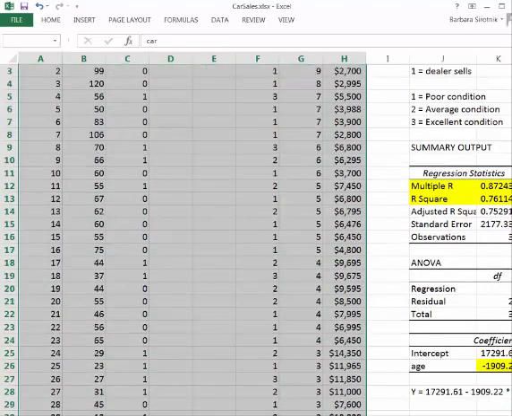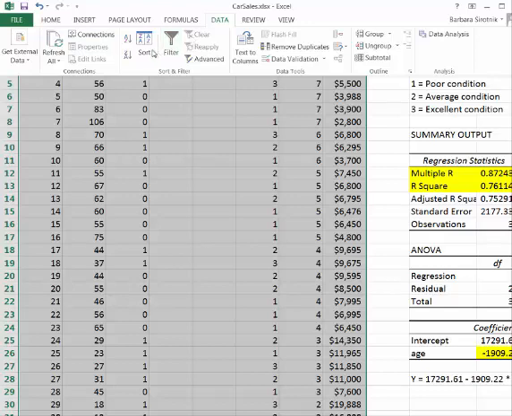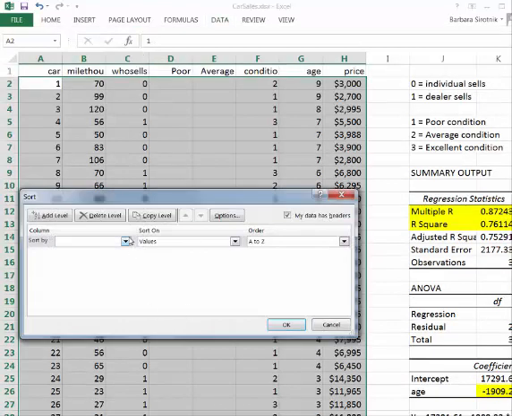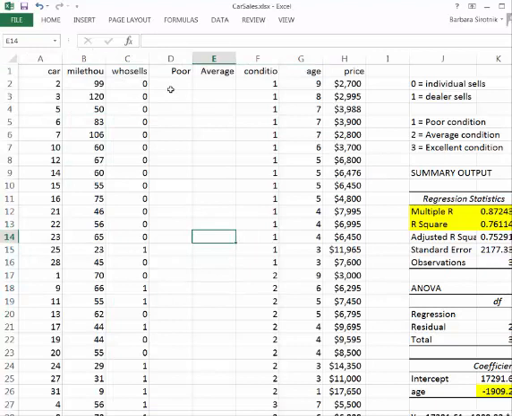So I'm going to highlight my data. I'm going to do a data sort, and I'm going to sort by condition from smallest to largest. So now my life's going to be a little bit easier. This first case, car number 2, I said that was a condition 1, which is poor. I'm going to put in a 1 for poor, meaning it is a poor condition car, and a 0 for average, meaning it's not average.